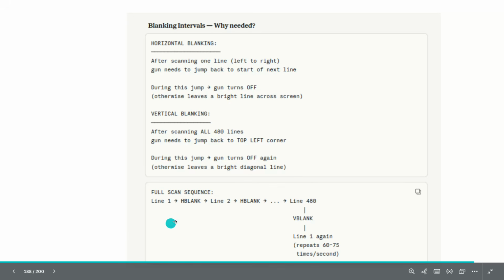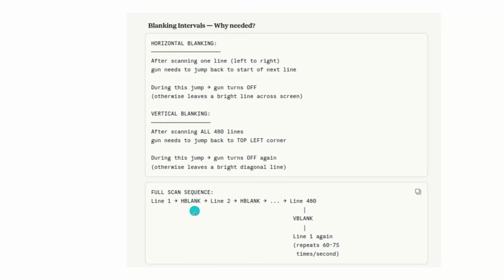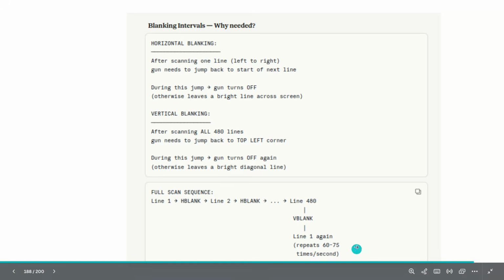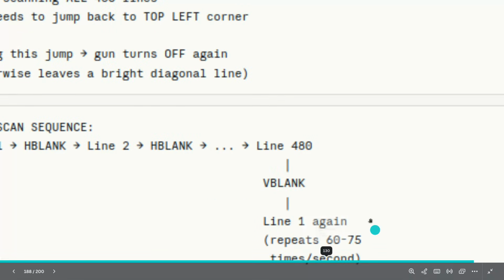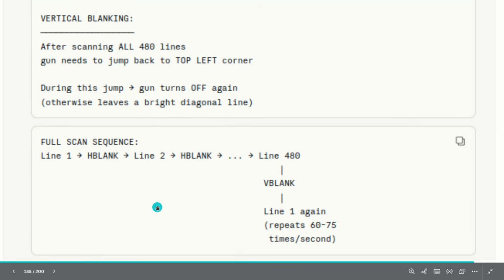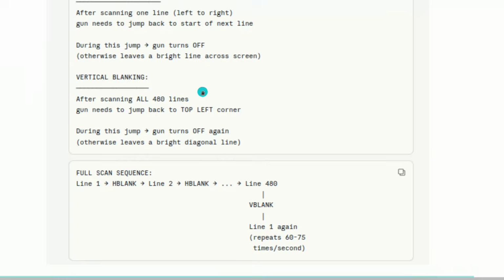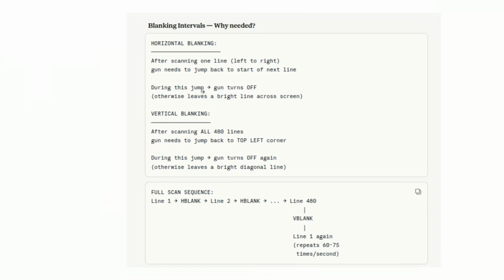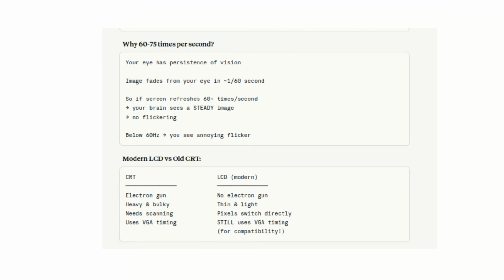Line 1 we will read, then to read line 2 there is horizontal blanking, because we have to go to the start of line 2, again horizontal blanking, like that. After finishing all the lines, it has to go back to line 1 again, and this repeats 60 to 75 times per second. It goes to the vertical blank, then to line 1 again. Then only we can see the scanned image. If you want to see it clearly without flickering, this has to repeat 60 to 75 times per second.